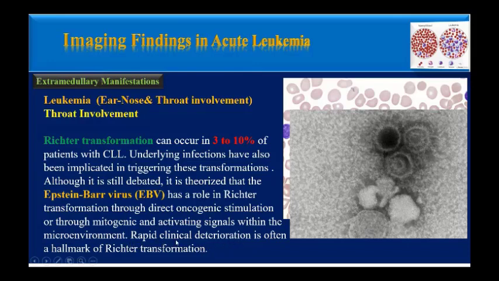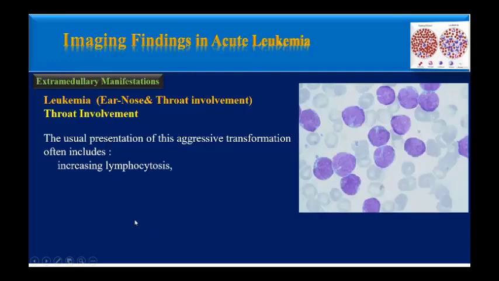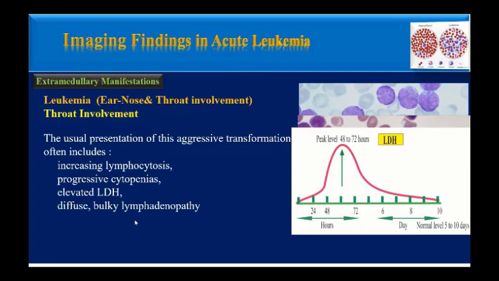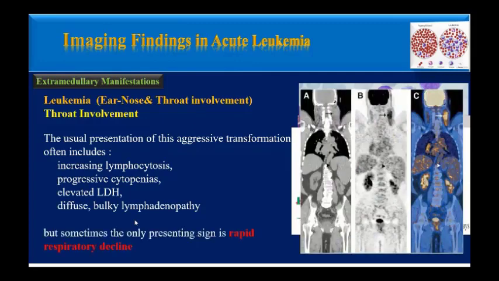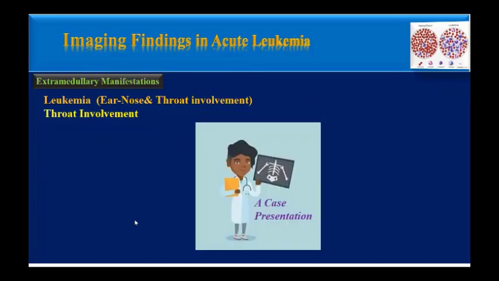Rapid clinical deterioration is often a hallmark of Richter transformation. The usual presentation of this aggressive transformation often includes increasing lymphocytosis, progressive cytopenias, elevated LDH, diffuse bulky lymphadenopathy, but sometimes the only presenting sign is rapid respiratory decline. Infections are indeed the leading cause of death in patients with CLL and can account for up to 60% of disease-related mortality. Now, case presentation.